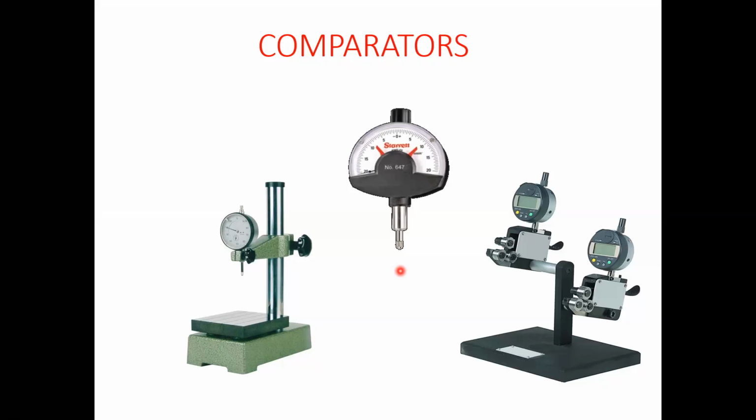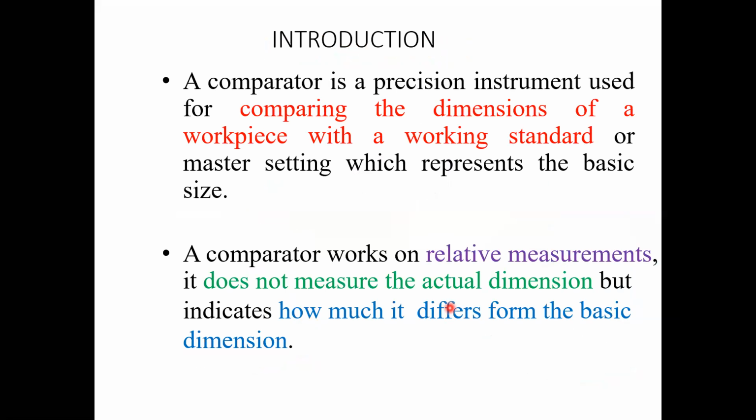Before explaining those two types of comparators, we will see a small introduction about comparators. A comparator is a precision instrument used for comparing the dimensions of a workpiece with a working standard. It is not exactly a measuring instrument; we simply use it for comparing the dimensions of a given workpiece with a standard reference workpiece in order to get the variation in the dimensions.